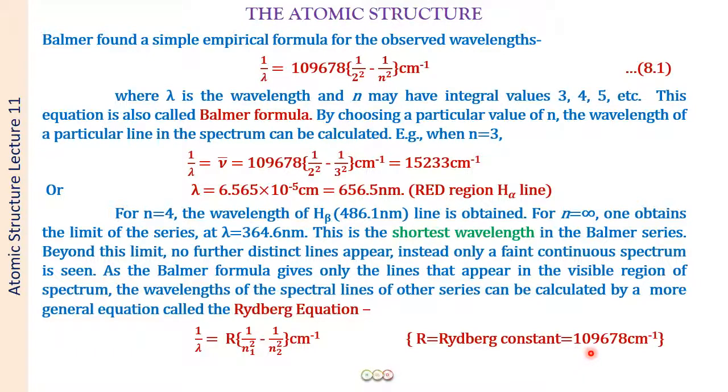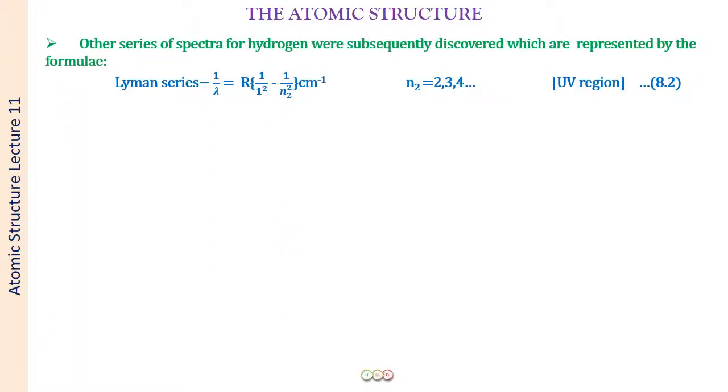And R is the Rydberg constant. The value of this is 109678. So there we are just putting it as R, the Rydberg constant. As the other series of the spectra for hydrogen were discovered, they were represented by formulae which are derived from the Rydberg's formula.